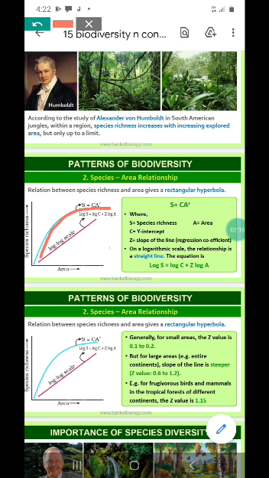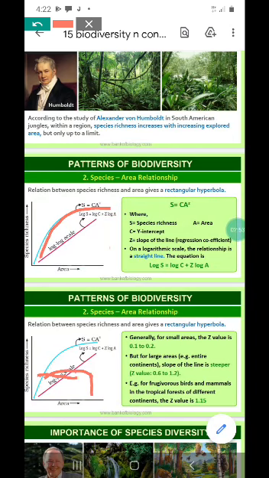And generally for smaller areas, the Z value is 0.1 to 0.2. The Z value, children, for smaller areas, is coming to 0.1 to 0.2. But for larger areas, for example, the entire continent, or a country, the slope of the line is steeper. For example, if you have a smaller area, the slope of regression may be this much.